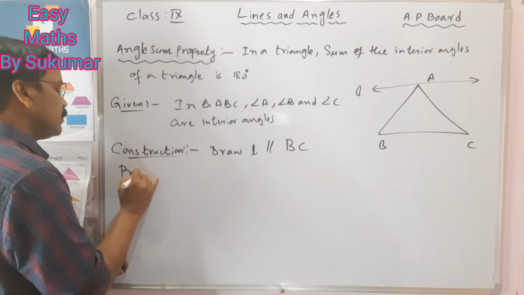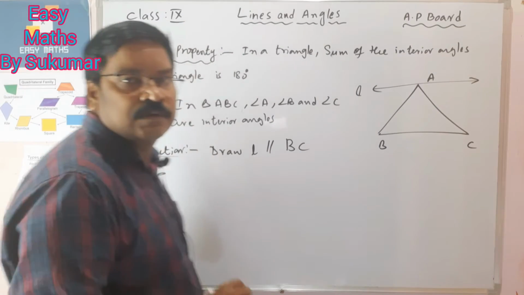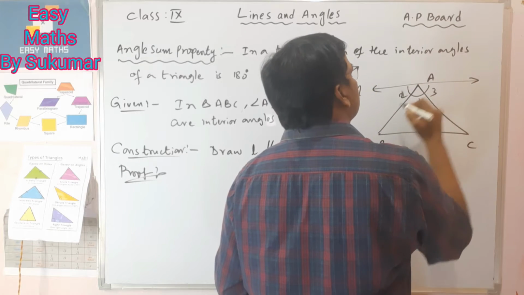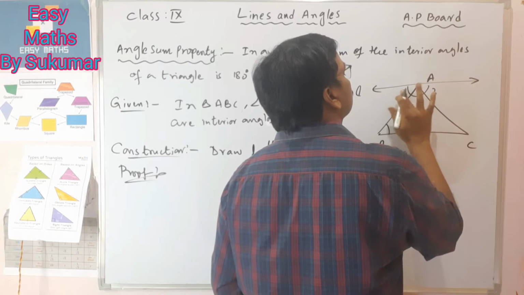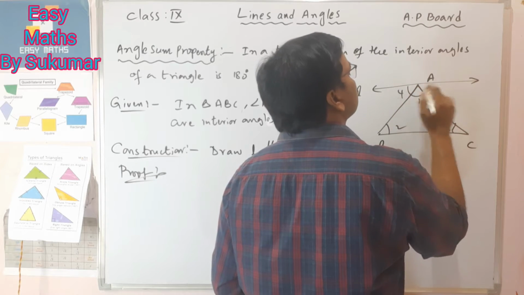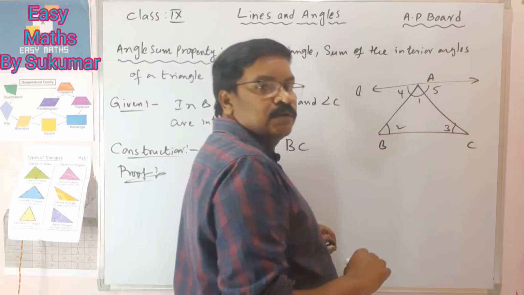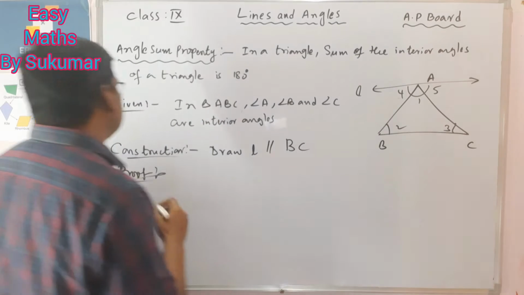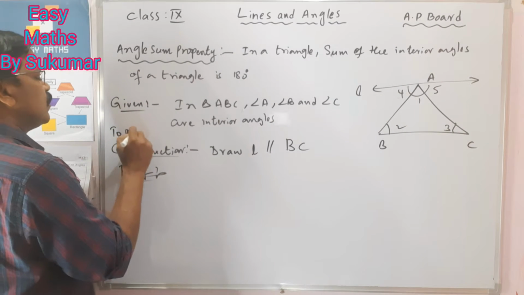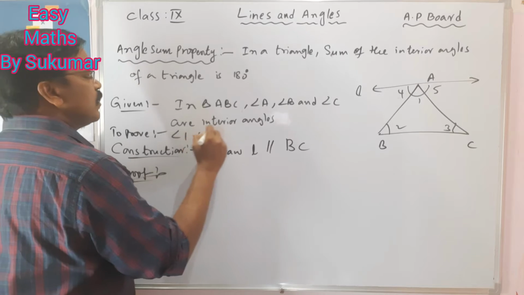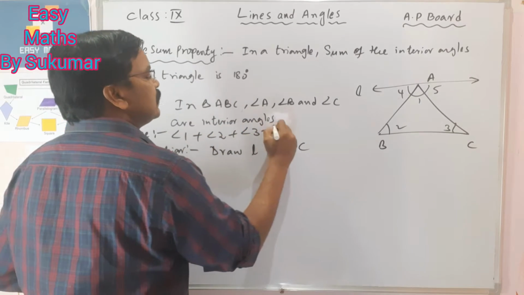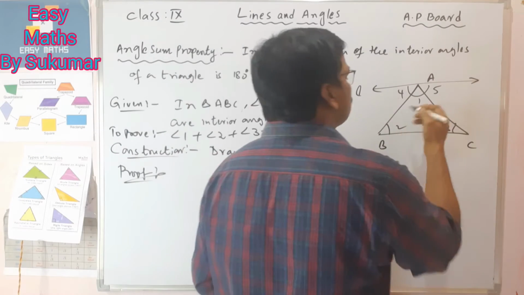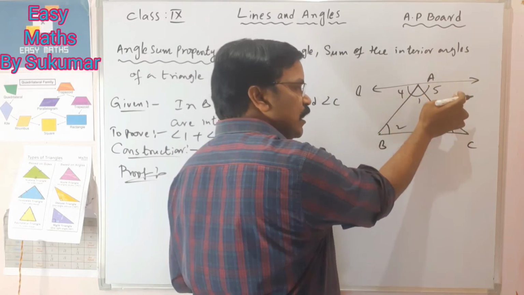Now coming to the proof, my dear students, here this is 1, 2, 3, this is 4 and this is 5. You can see 5 angles here. Angle 1, angle 2, angle 3 are the interior angles. So what we have to prove is that angle 1 plus angle 2 plus angle 3, the sum of these three interior angles, is equal to 180 degrees. And you also find angle 4 and angle 5.